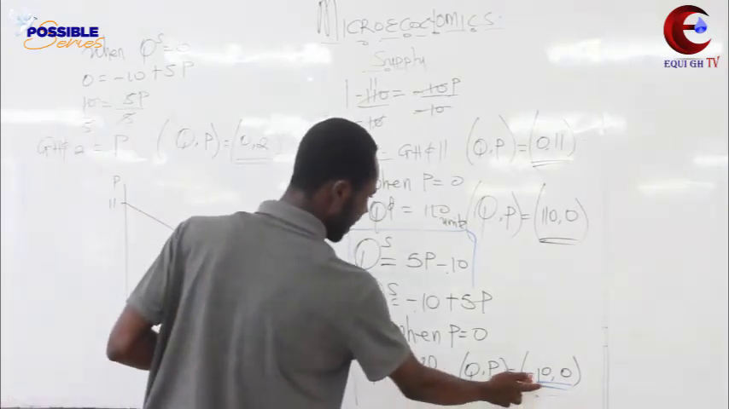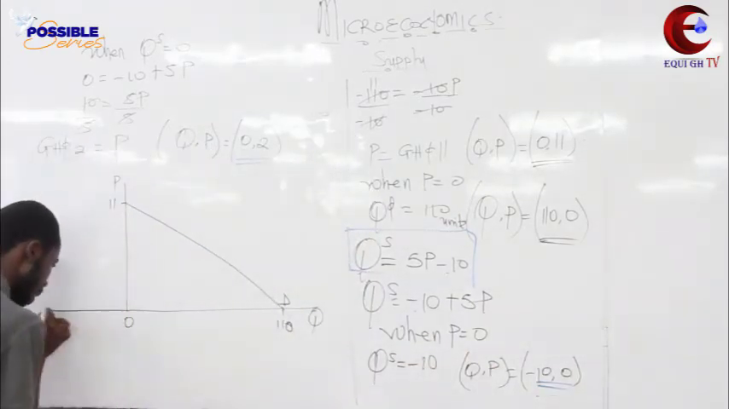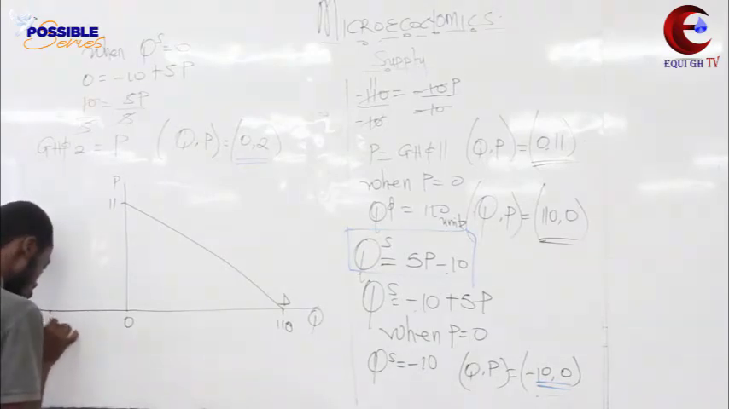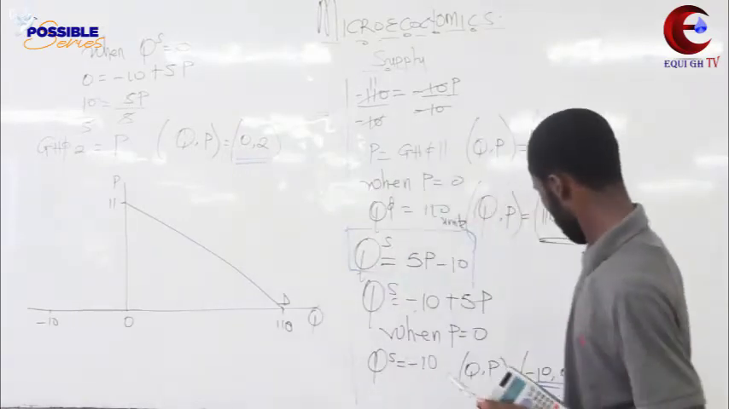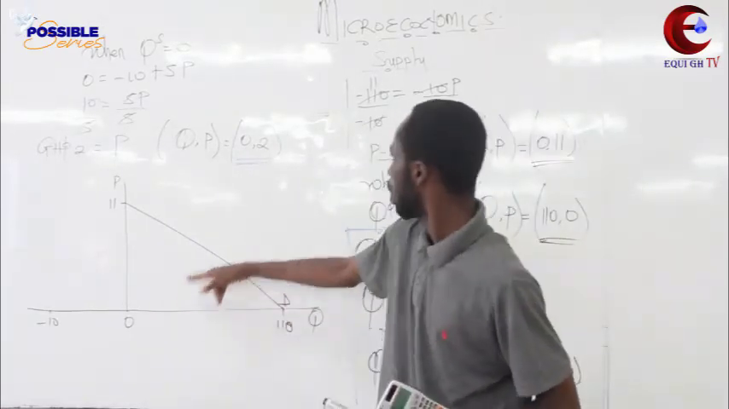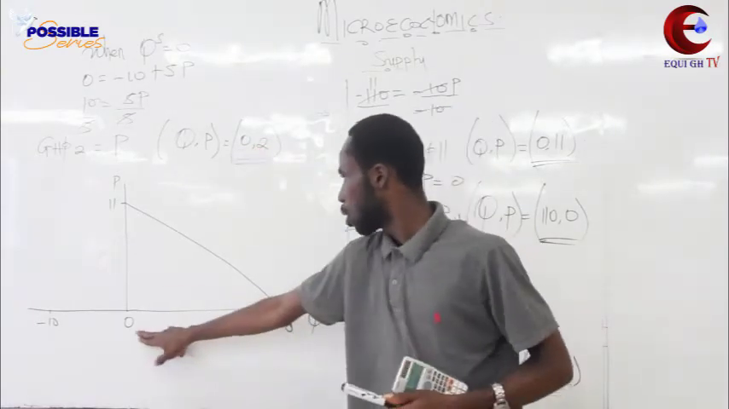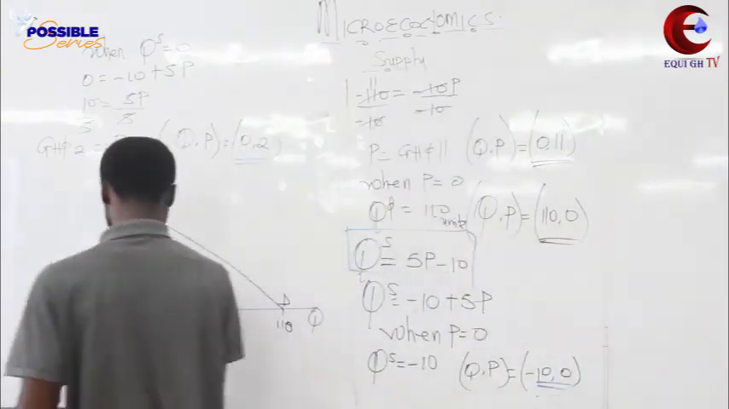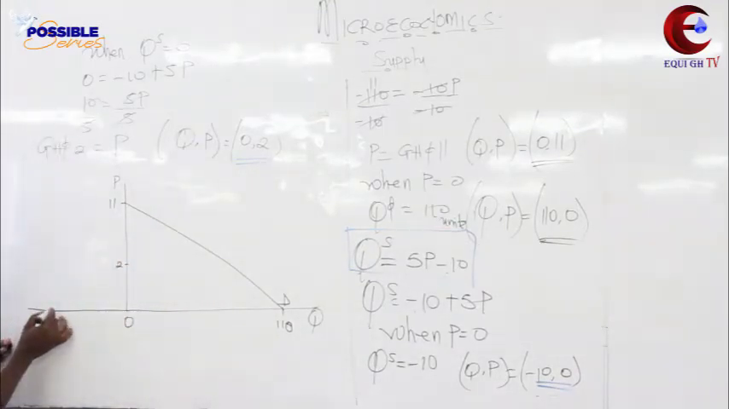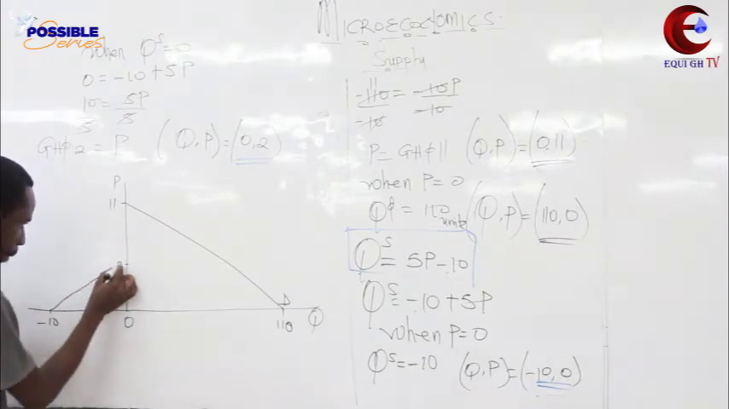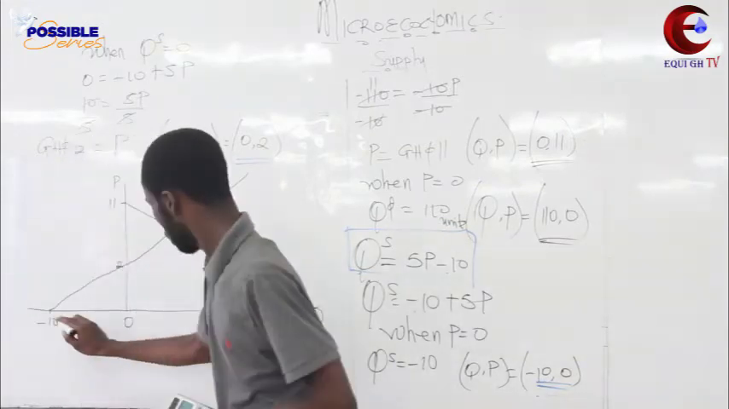Now let us plot the supply function. We have negative 10 and 0. That means here will be extended a bit to the negative zone. Negative 10, and then negative 10, 0. And then 0, 2. Quantity is 0 and then price is 2. So here will be 2. I hope it makes sense. So drawing the supply curve, that will also be like this. Look at it. The supply.